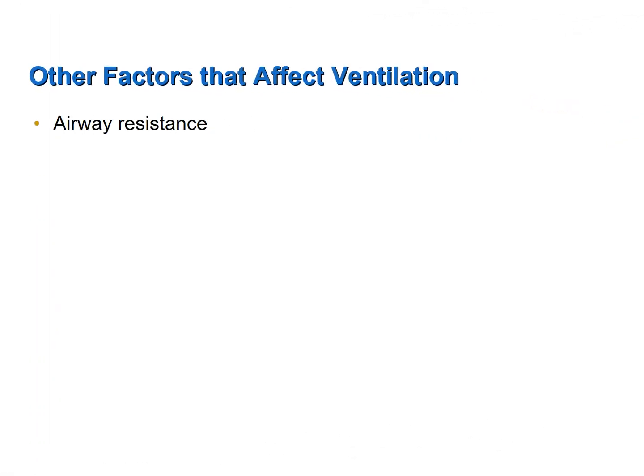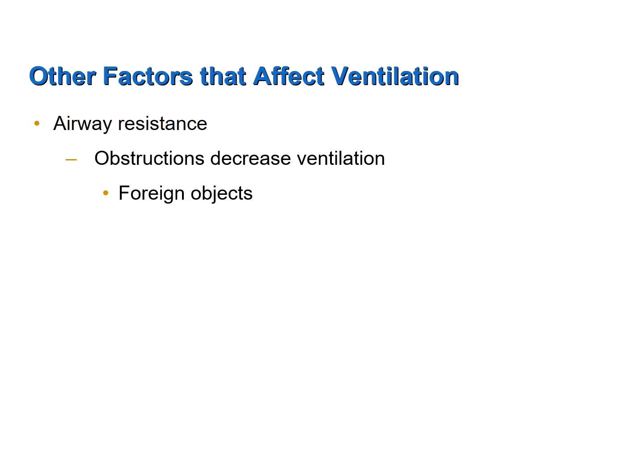Airway resistance can also affect ventilation. Any obstructions in the respiratory tract can decrease ventilation. If foreign objects make their way into the trachea or the larynx or the bronchi or even the bronchioles, this can reduce the ability of air to pass into and out of the lungs. Mucus and other fluids, either introduced from outside of the body or produced within the body in response to allergens or infection, can reduce the ability of air to move to and from the lungs.